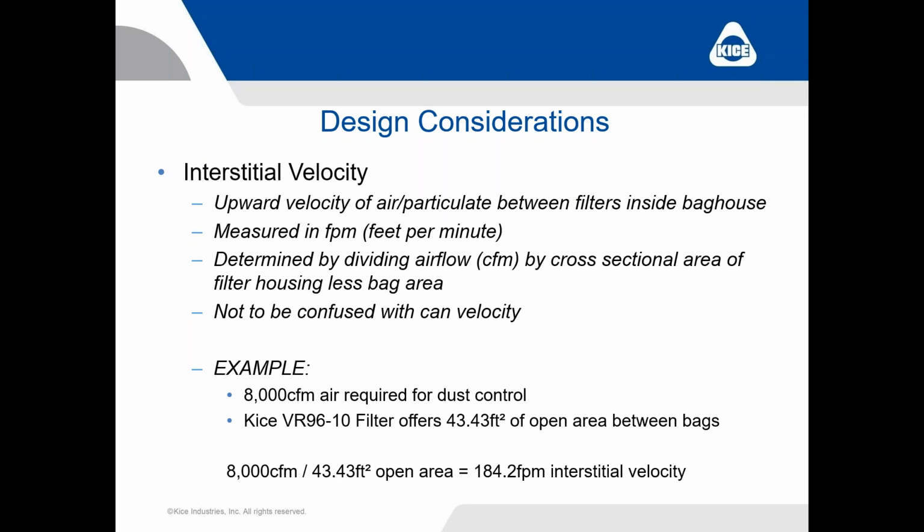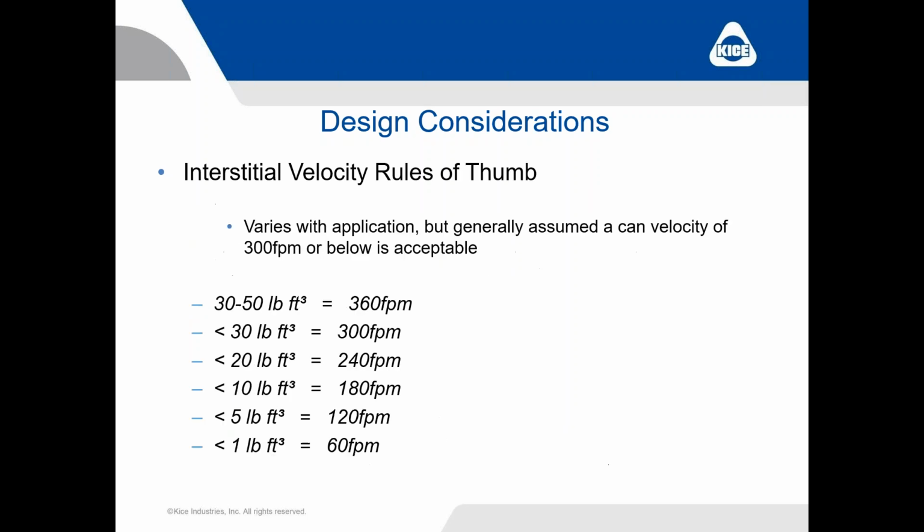So again, our 8,000 CFM divided by my 43 square feet of open area gives me 184.2 feet per minute interstitial velocity. I like that number. I think our VR96-10 is probably the right filter for this application. Again, why do I like that number? Here's another rule of thumb page. Again, not hard and fast numbers, just a good guideline to know where you stand on what we would recommend.